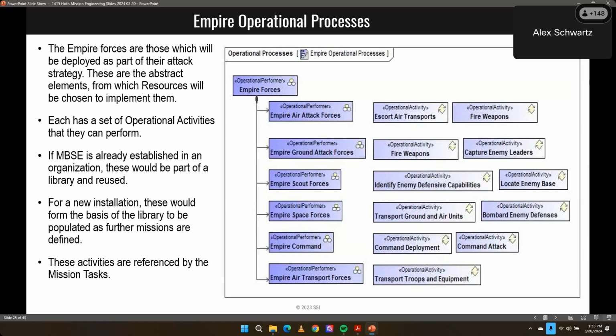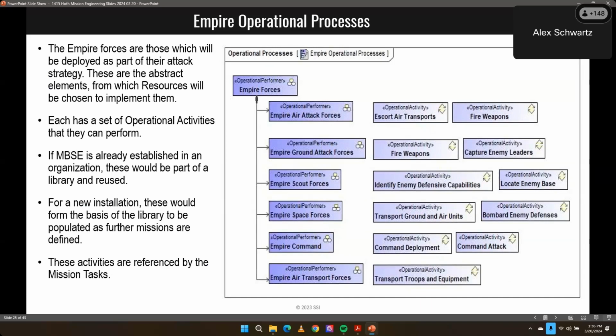I've got my performers, and these are all, as I said, something that already exists in my architecture. I know I have an air attack force, and these are the activities that it does. And so I build up a library of who all the performers are, what are the functions that they can perform, and these are modeled as operational activities.